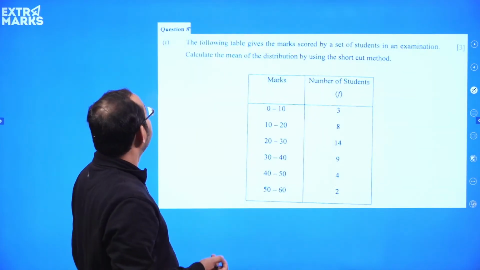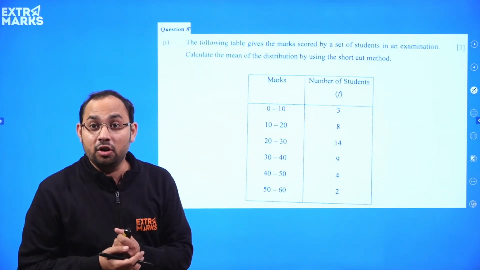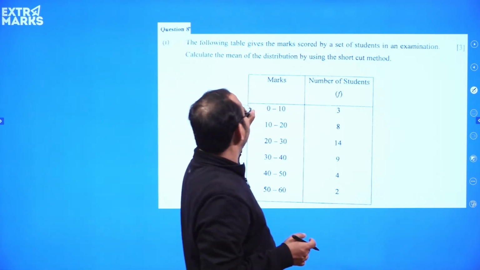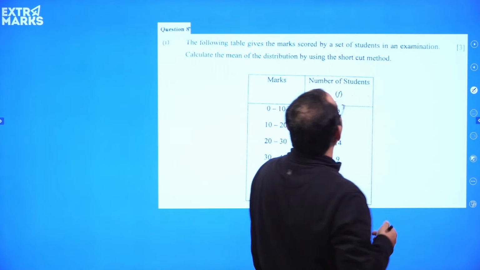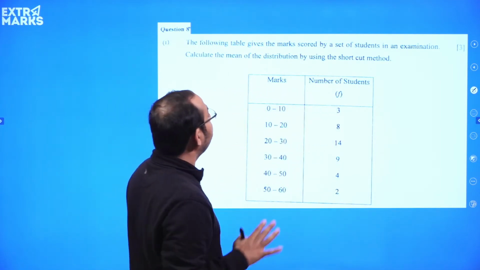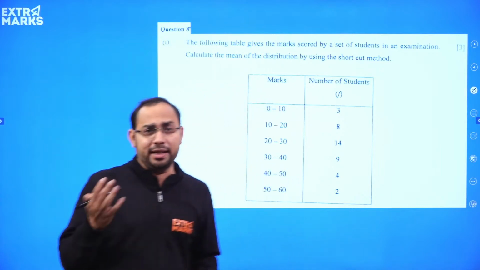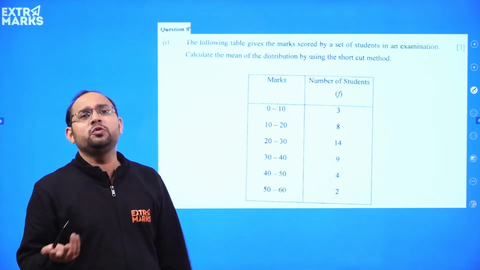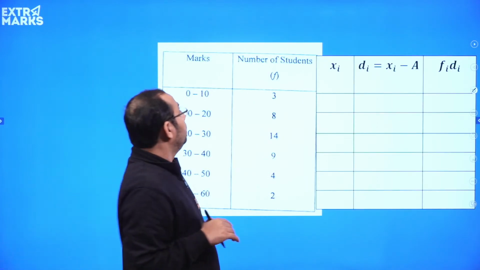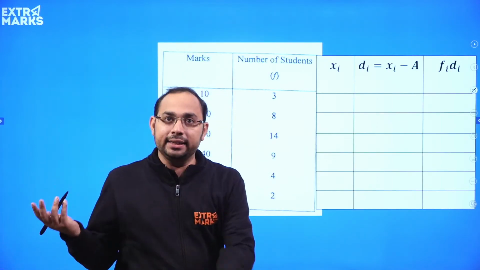Let's move forward. Let's see the 8th question now. Let's try and focus on this. The following table gives the marks scored by a set of students in an examination. Calculate the mean of the distribution by using the shortcut method. So what are we supposed to apply here? Shortcut method. So these two columns will go as they are.